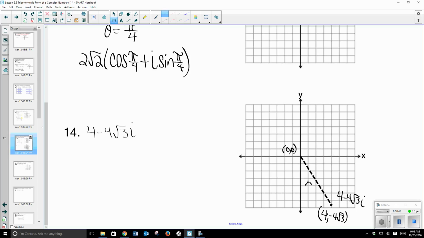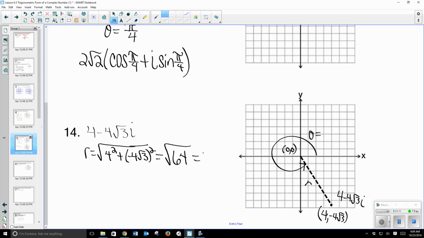And then we need to know theta. Okay, for r, we're going to do the square root of 4 squared plus negative 4 root 3 squared, which is the square root of 16 plus 48, which is 64. That would be 8. So the radius is 8.